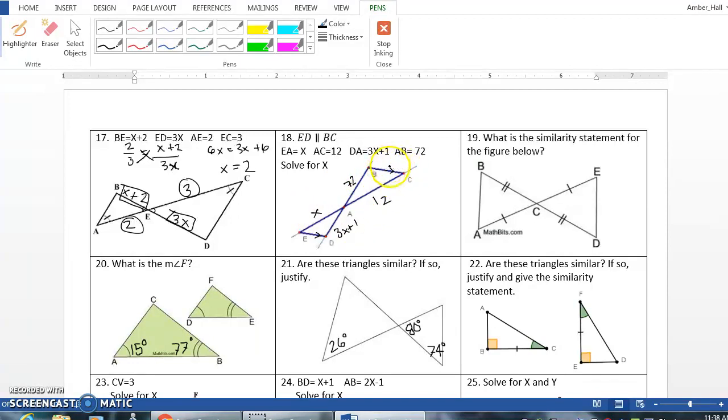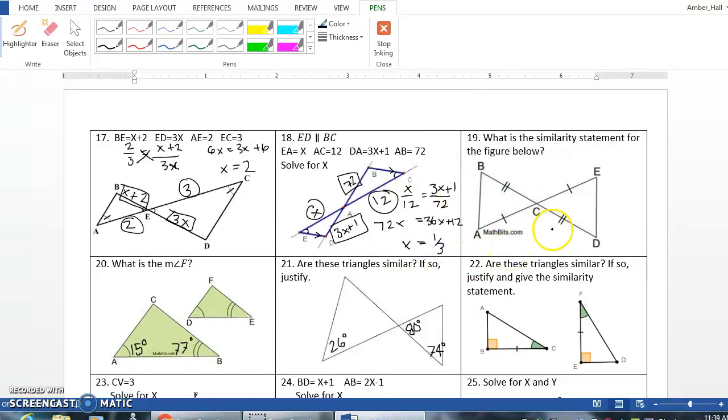If we know that these are parallel, we know that alternate interior angles are congruent, so angle C is congruent to angle E, which means that 12 and x correspond, and 3x plus 1 corresponds with 72, and we can set up our proportion. X over 12 equals 3x plus 1 over 72. Cross multiply, 72x equals 36x plus 12. Solve for x, and it equals 1/3, or 0.3333.